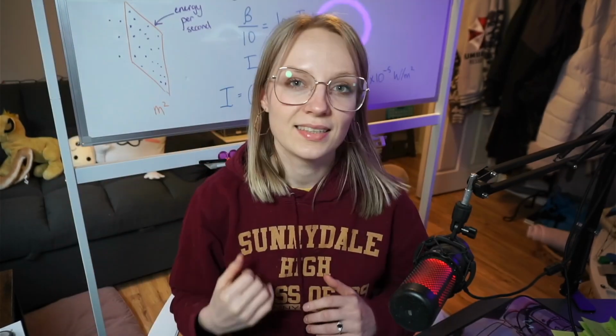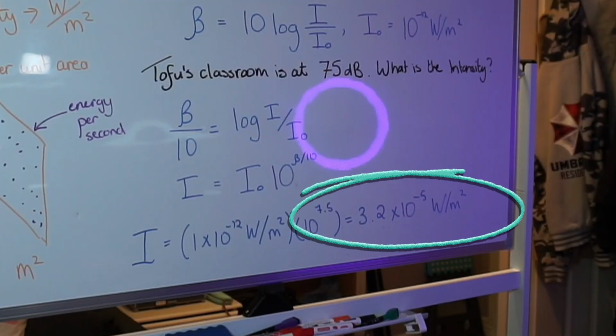We have what the threshold of hearing is. We know that the decibel is 75, and 10 is just a number. Multiply them all out, and voila. The intensity of the room is 3.2 by 10 to the minus 5 watts per meter squared.